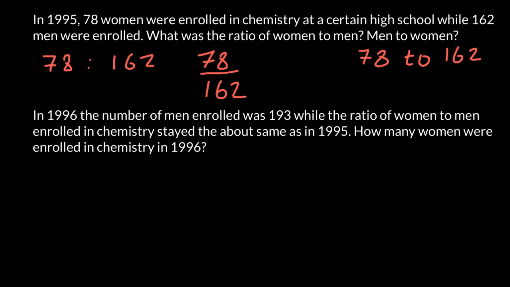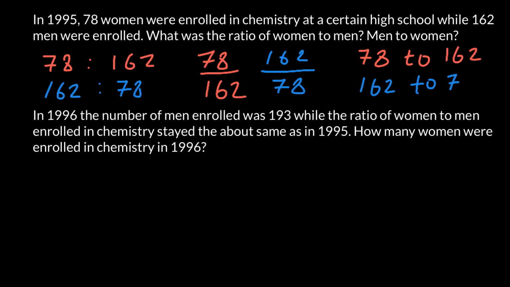Now let's show the same relationship and ratio of men to women. Basically, we just change the numbers, their places. So men to women would be 162 men to 78 women, in all three notations. So we solved the first question.